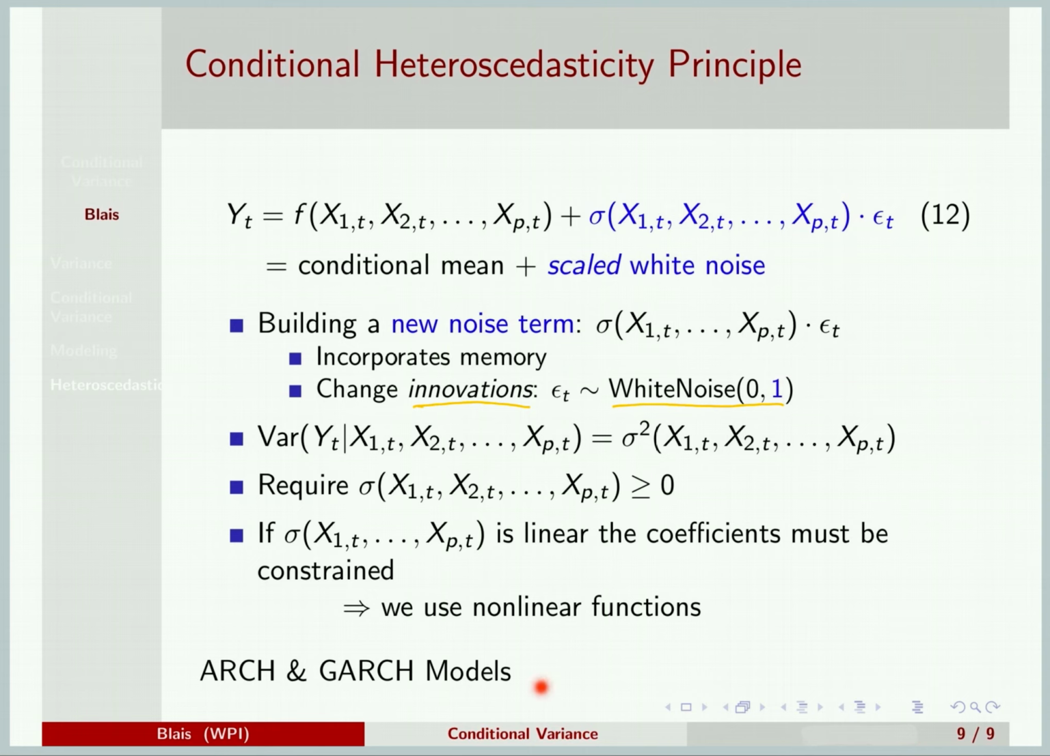But the models we will focus on will not introduce heteroscedasticity. So we will see models that have a constant unconditional variance, but a non-constant conditional variance.